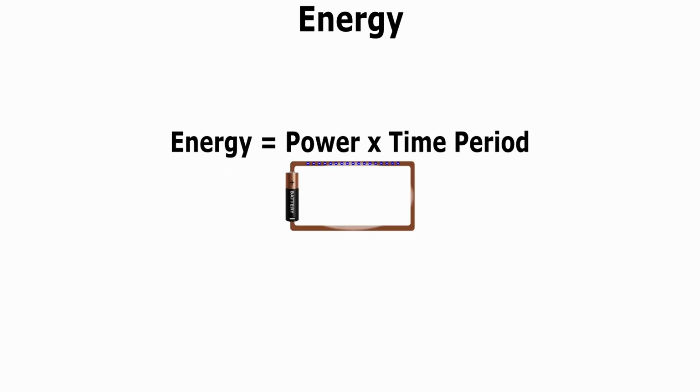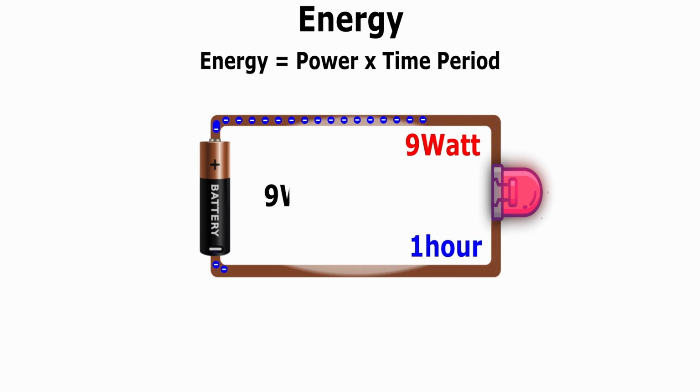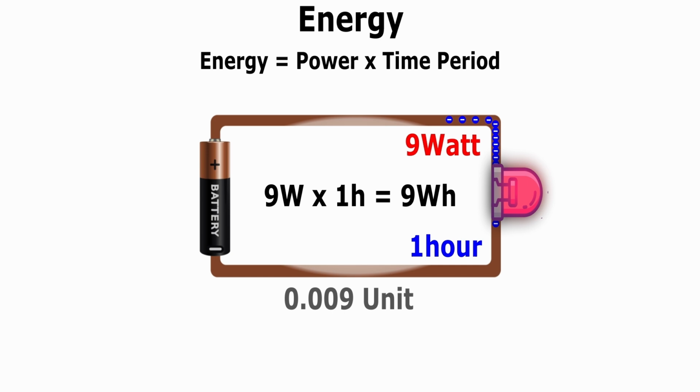Let's take the same circuit as before. Here the light bulb is consuming 9 watt, as discussed before. But if this light is glowing for 1 hour, then 9 watt into 1 hour is 9 watt hour, which is the electrical energy consumed. In other words, you can also express it as 0.009 unit of electrical energy consumed.